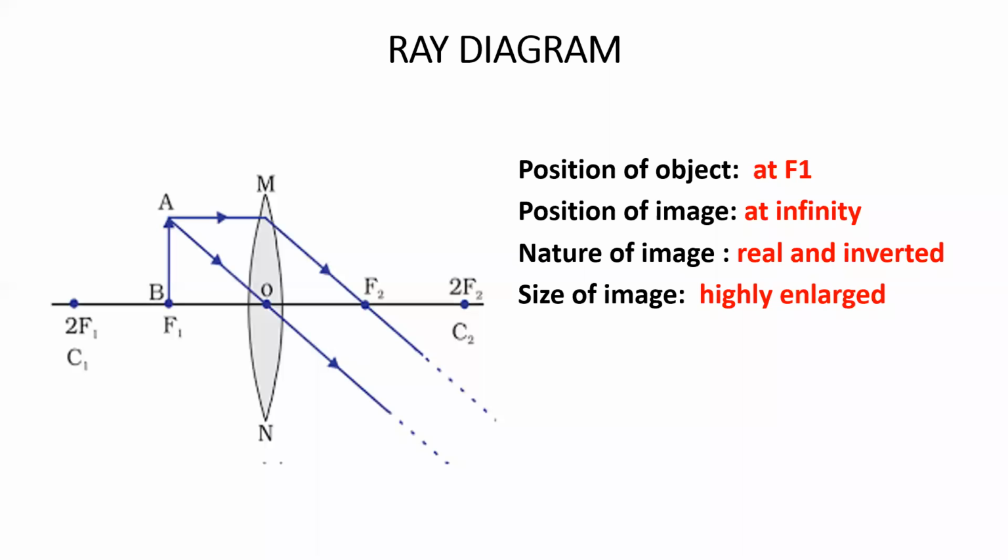Next was when the object is at focus. So the image will be formed at infinity, that is, very far away from the lens, and the nature will be real and inverted, and the size of the image will be highly enlarged. This is the only case in which the size of the image is highly enlarged. So here in this figure, the formation of image is not shown because it will be found very far away, and it will be much bigger in comparison to the object, highly enlarged.